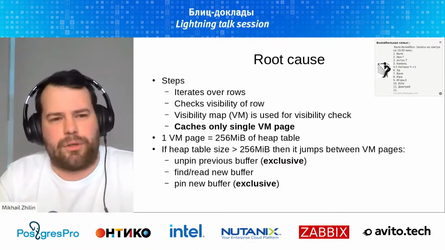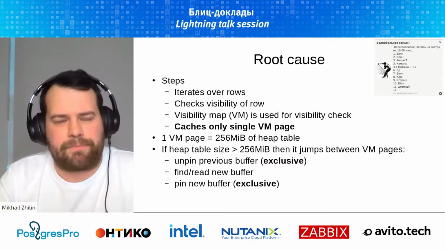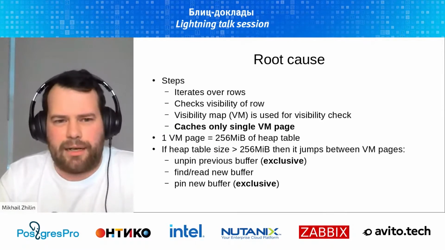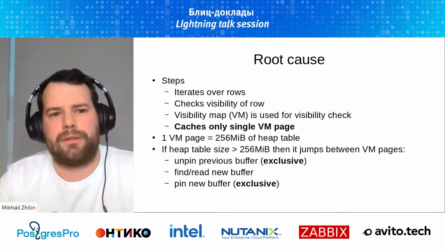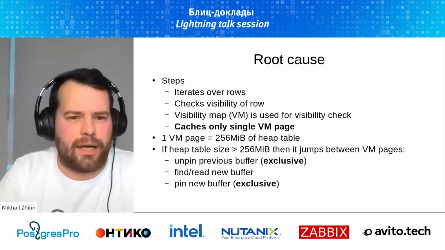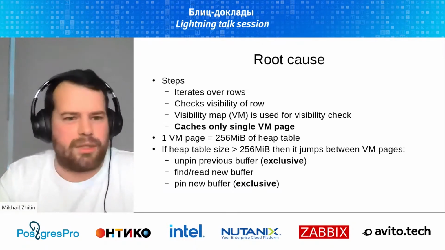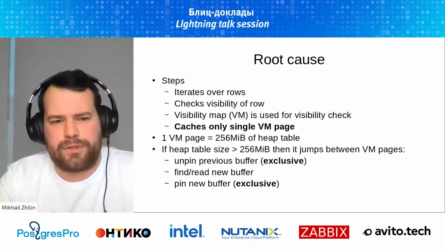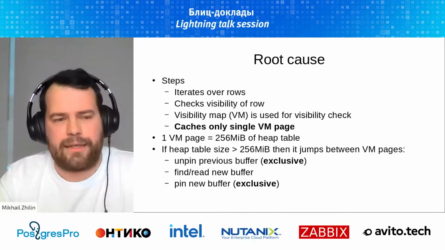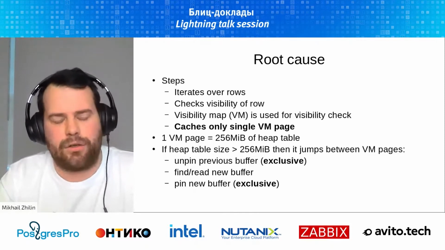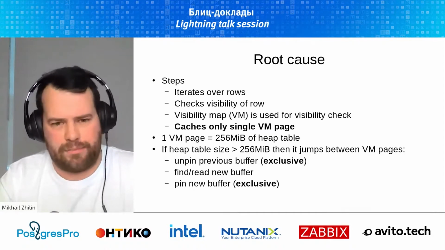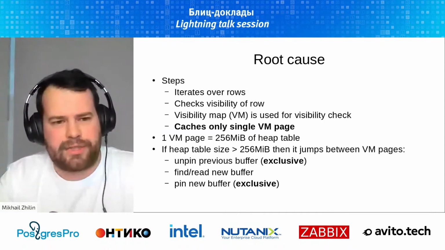So what's the cause? The problem here is with the way this functionality works. It iterates over rows that it took from indexes, and it checks whether the row is accessible to read or it's invisible. Maybe it's some new tuple or some removed tuple, and it uses the visibility map for that. And the index-only scan functionality itself takes and caches only a single visibility map page.